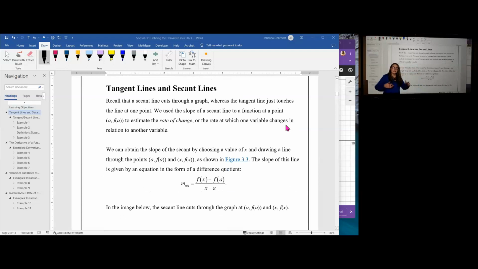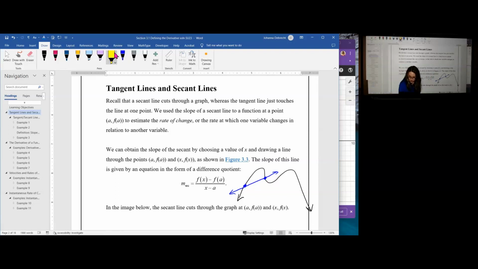Recall that the secant line cuts through the graph. So if I have a curve and it looks something like this, and I want to evaluate the secant line, I'm going to take a point here and a point here, and I'm going to put the line that cuts through the graph connecting those 2 points. This represents average velocity if you have a position time graph. It's also given the slope by the difference quotient.